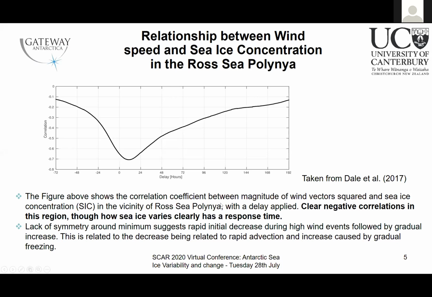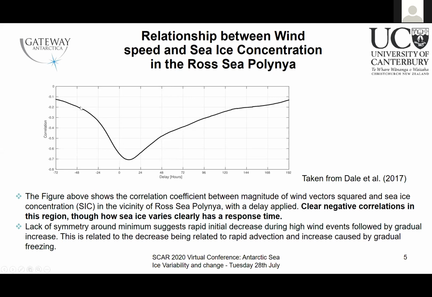So the correlation coefficient between the magnitude of the wind vectors squared in the vicinity of the Ross Sea polynya and also the sea ice concentrations in that same region where we'd manually identified the polynya region. And what we can see is a clear negative correlation in this region. So if the winds are high, then you've blown the ice out of the polynya region and the sea ice concentrations or the sea ice areas are low. Though obviously you've got a response time to the winds.